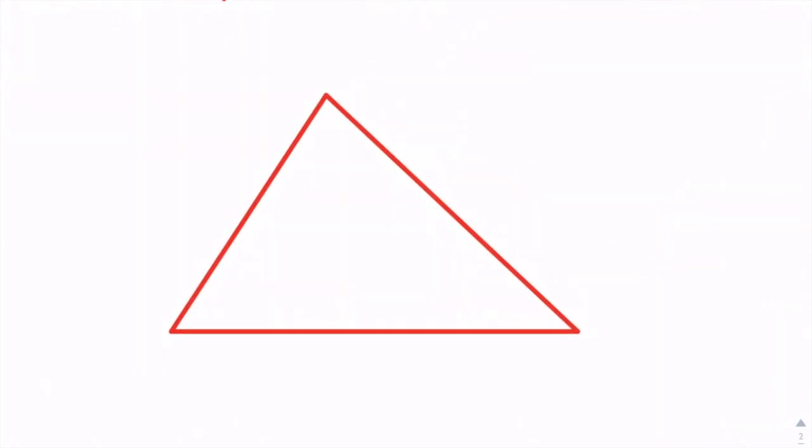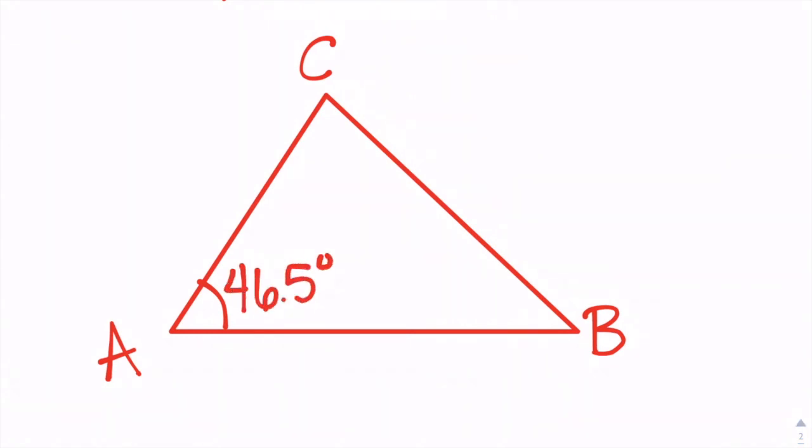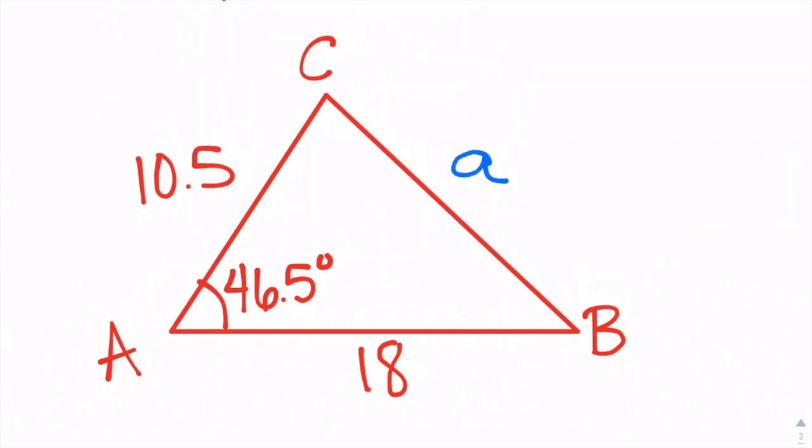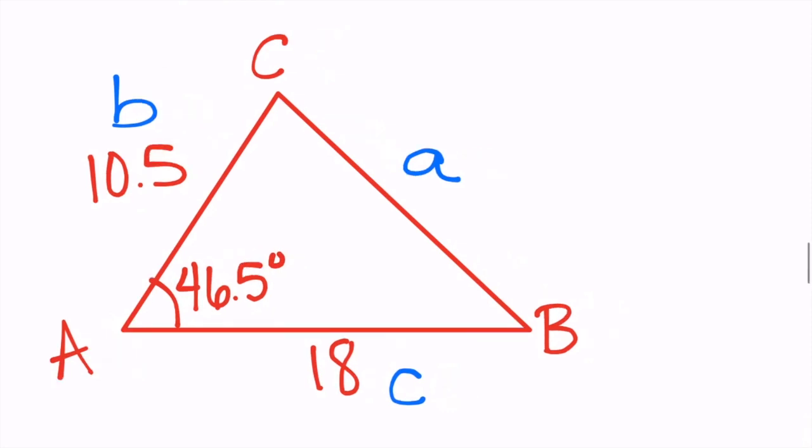So if we have the given triangle A, B, C, and we're given that angle A is 46.5 degrees, and then we have 18 here and 10.5 here. And now we're going to label the triangle. So this is side A, this is side C, and this is side B. And so we're going to start by solving for side A.